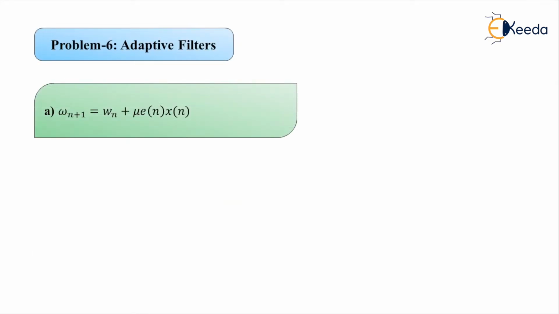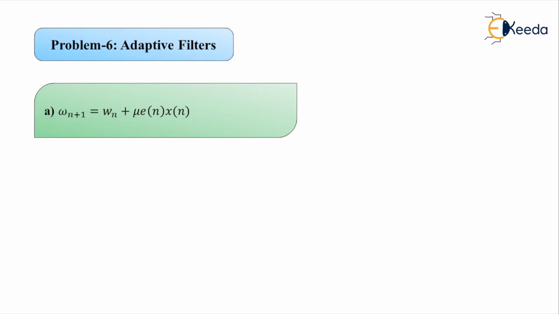Now, for the LMS weight update equation, we have W suffix n plus 1 equal to W suffix n plus mu times e of n times x of n. W suffix n is the weight vector, whereas W suffix n plus 1 is one step advanced. Mu is the step size, e of n is the error signal, the difference of the desired signal and the filter output, and x of n is the input signal. So the question was, write down the LMS algorithm to update the weight W.